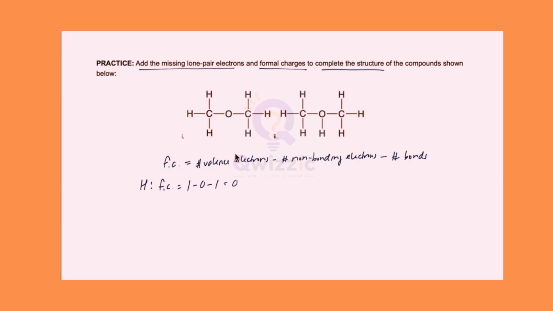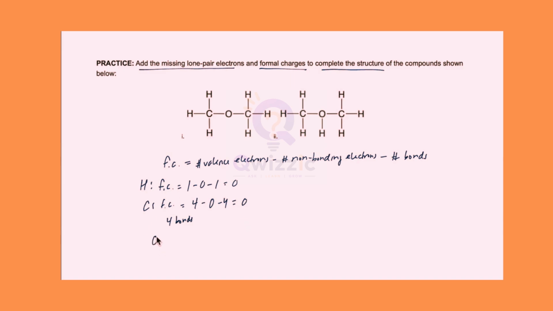So then our 2 carbons are also the same. Both have 1 bond to an oxygen and then 3 hydrogens. So for the carbon, our formal charge, well, carbon has 4 valence electrons. It's in group 4A. Since we have 4 valence electrons and we see that our carbon has 4 bonds, we don't have any leftover electrons that need to go in lone pairs. So our non-bonding electrons will be 0, and then minus 4 bonds. So 4 minus 0 minus 4 is 0. Our carbons don't have any formal charge either.